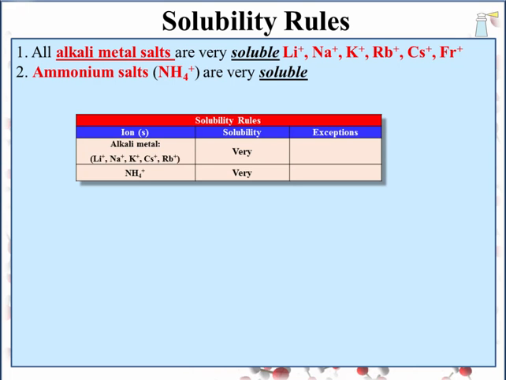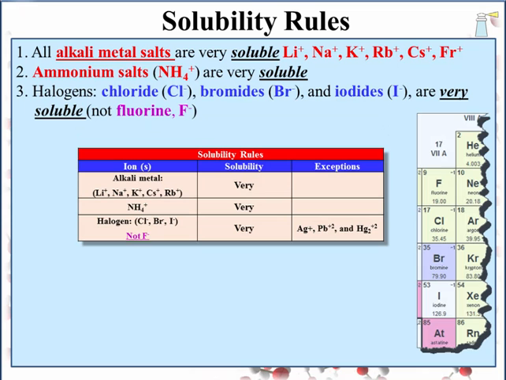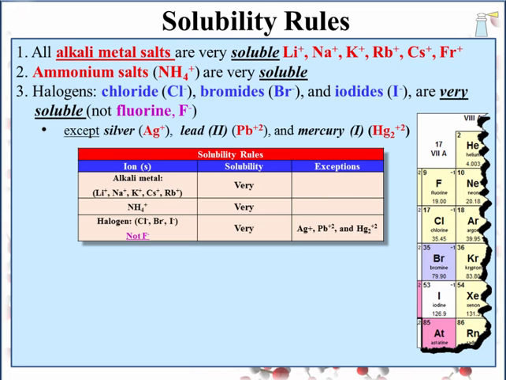And then there are the halogen ions: chloride, bromide, iodide. They all form very soluble salts. The smallest halogen, fluoride, is considered a relatively insoluble ion. The periodic table shows the halogens to be in column 17 or 7B. Halogens form -1 anions. That is the smallest full negative charge. There are some exceptions to this rule. Halogens that form compounds with the cations silver 1, lead 2, or mercury 1, usually found as Hg2 with a +2 charge, will be considered insoluble.